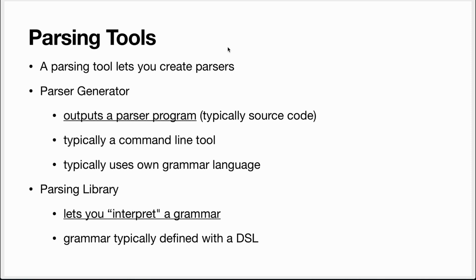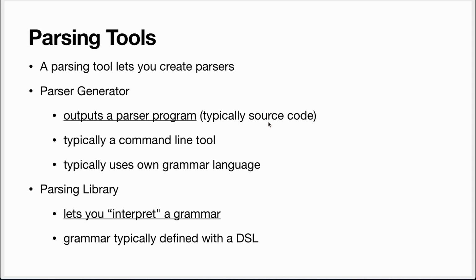A parsing tool is something that lets you create parsers. So, broadly speaking, there are two kinds of parsing tools. There are parser generators, and what characterizes a parser generator is that it outputs a parser program. And typically, it will output source code, which then you have to compile using your language of choice. Often, this is going to be a command line tool. You give it some grammar, which is defined using the own grammar language for the tool. You give it the grammar, and it generates a program or source code.